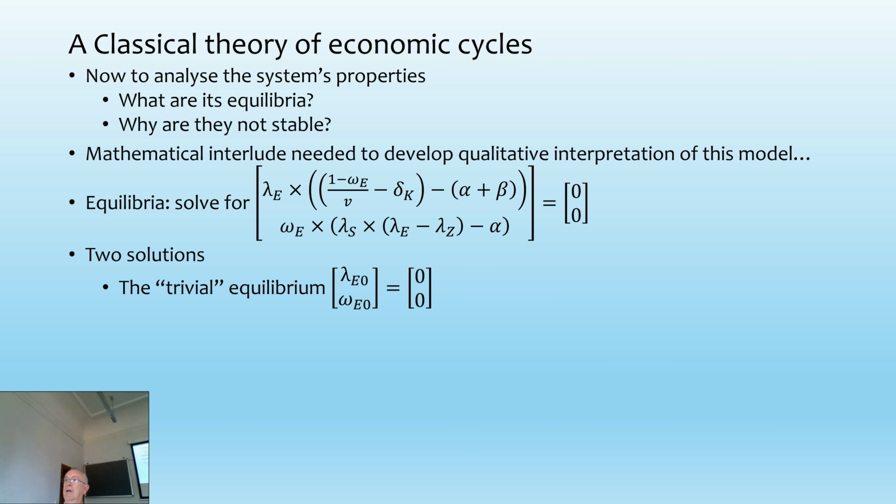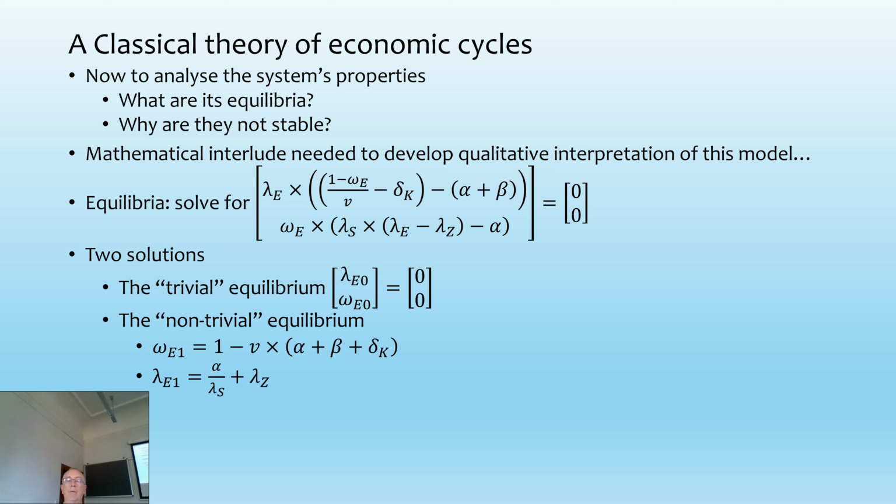One is where lambda e and omega e are both zero, and the other is where, when you work out the equation, omega e is equal to 1 minus v multiplied by alpha plus beta plus delta k. That's going to be less than 1 because v is about 3, alpha and beta are about 0.04 together, delta is 0.06, that's about 0.9, 0.8, in that region. And omega e is alpha divided by lambda s. Now alpha is about 0.0102. That's divided by 10, it's quite small, added onto the zero level. So the equilibrium employment rate is higher than the level at which wages are constant.